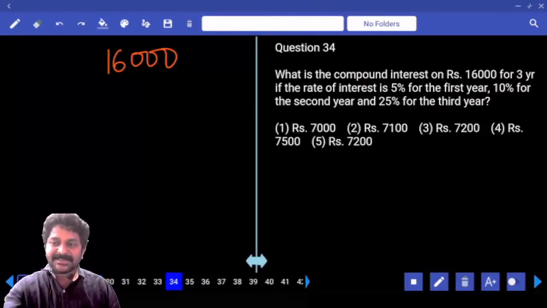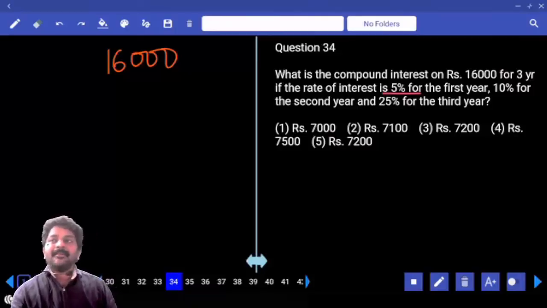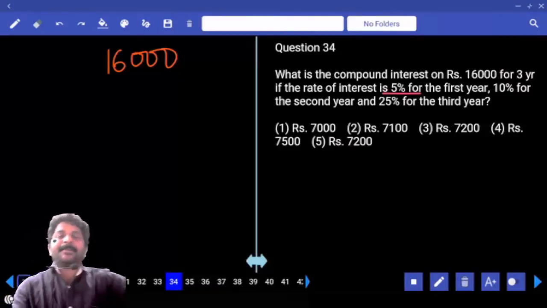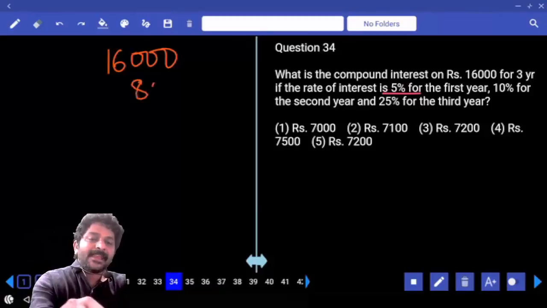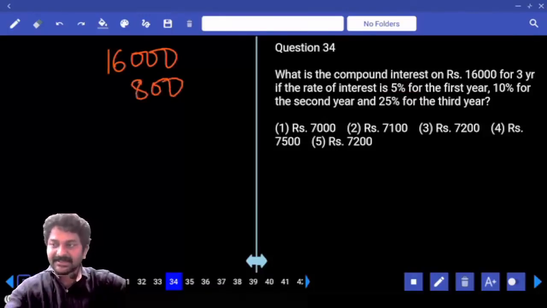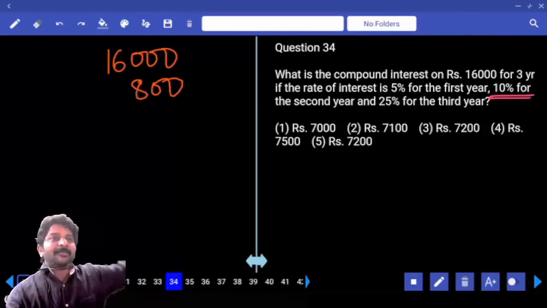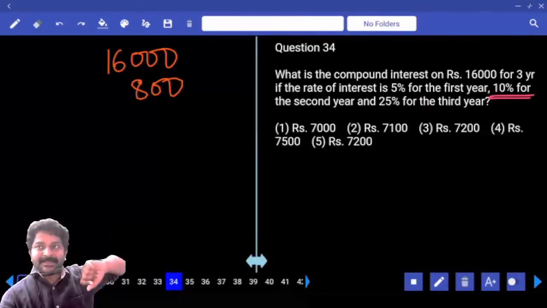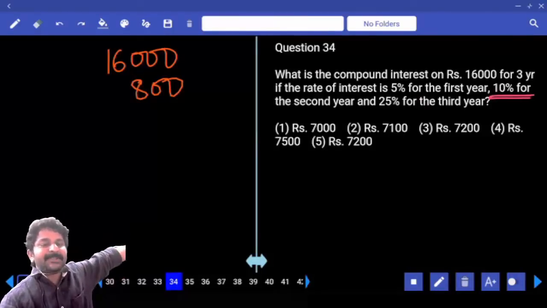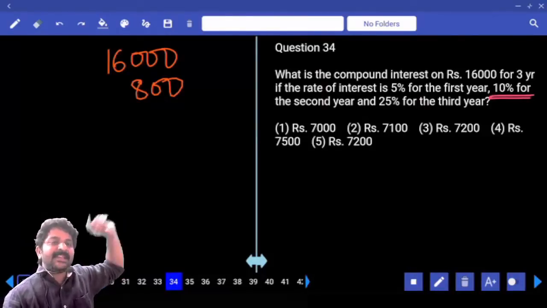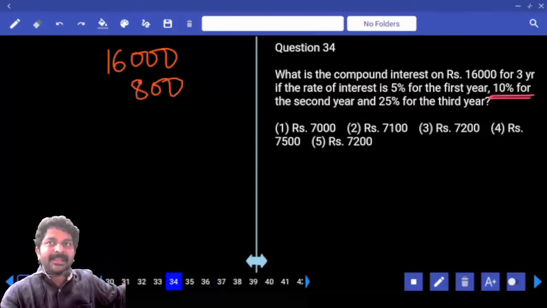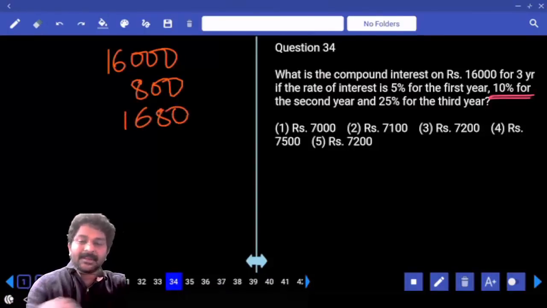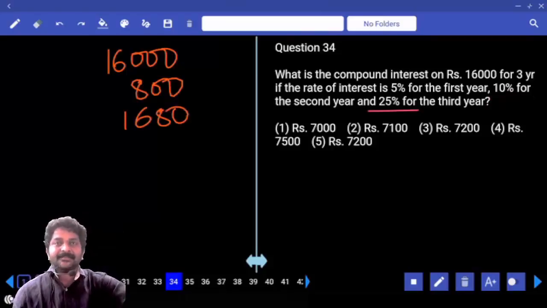Now what is first year percent? Come on. How many numbers can you see there? Only one number, 16,000, right? What is 5% of it? 800. Now what is second year interest? How many numbers can you see now? 2 numbers. Upon 2 numbers you have to calculate 10%. What is 10% of the first number? 1600. What is 10% of the second number? 80. 1600 plus 80.